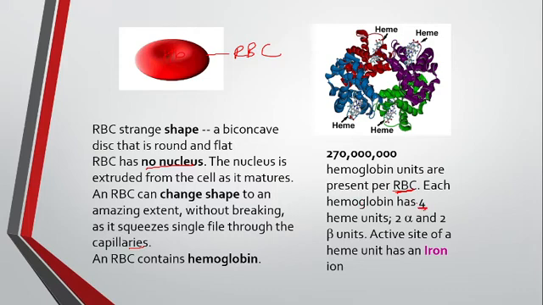4 heme groups, and what does each heme group contain? 2 alpha units and 2 beta units, and here they contain the active sites of the heme unit, which contains the iron, that is Fe. This contains the Fe. Okay, this is about the red blood cell.